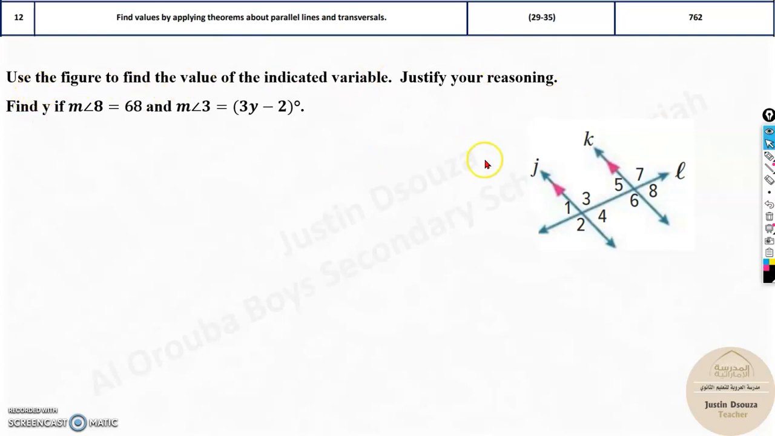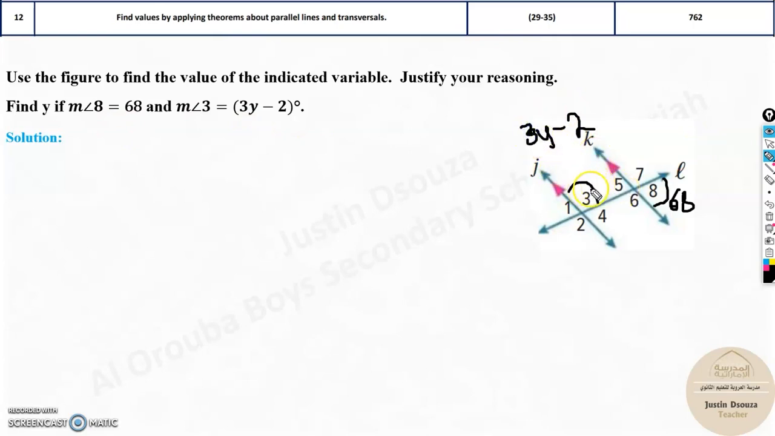Use the figure to find the value of the indicated variable. Justify your reasoning. We need to find y. There's no y over here, so I was confused. Now they have told the measure of 8. Let's see, measure of 8 is 68 degrees. And then measure of 3 is given to be 3y minus 2. And this variable y needs to be solved. How do we do that?